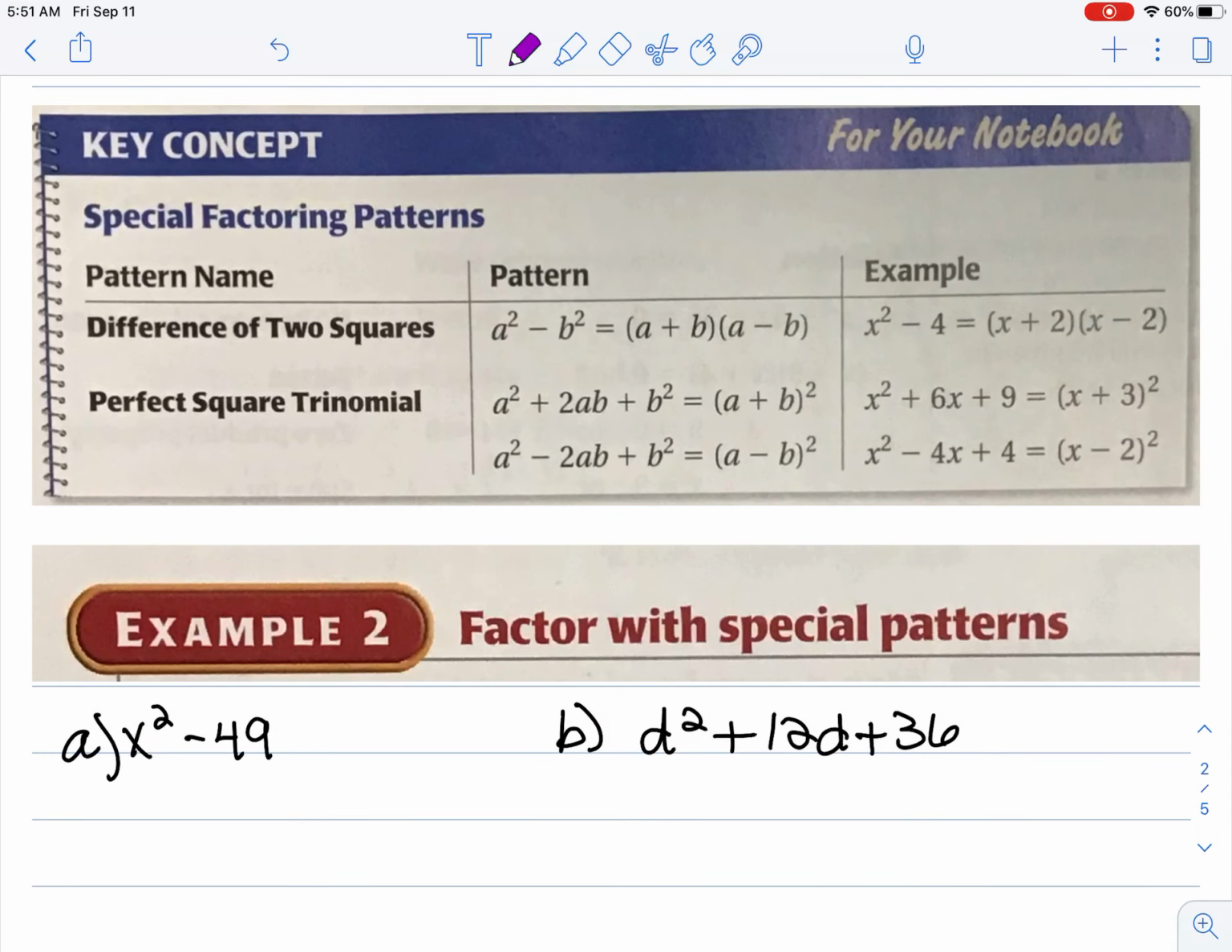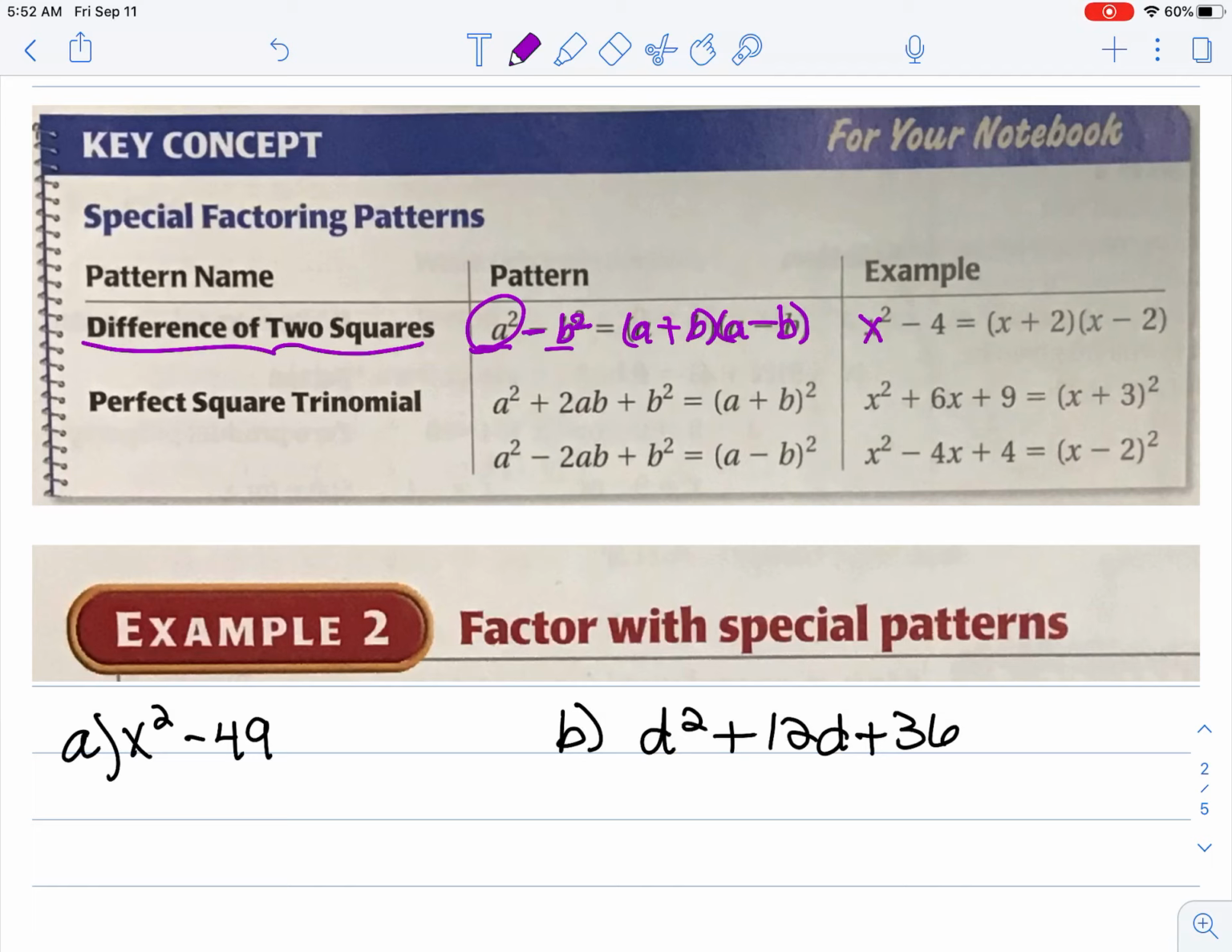So here's a new thing for us. Now we have a special pattern. We did talk about this in our graphic organizer, but if we're factoring something that is 2 terms that are perfect squares with a minus in between, that's called a difference of 2 squares. And the pattern of that is that you'll have 2 parentheses. One's a plus, one's a minus. You take the square root of the first thing and put it here and here. Take the square root of the second thing, put it here and here. Okay?